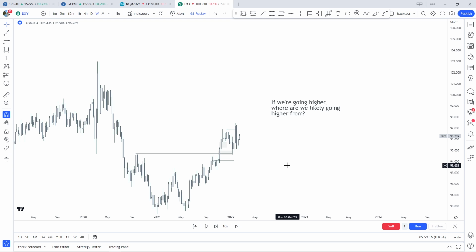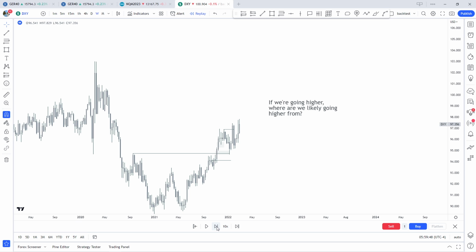So if we are going higher, where are we likely going higher from? Well, then we could possibly see this order block hold and push higher and displace higher again. And if we disrespect this order block, then a new premium array might form. And then we could make an argument possibly for if we are going lower, where are we likely going lower from? I'm not forcing sells right here. I'm not trying to call a top.